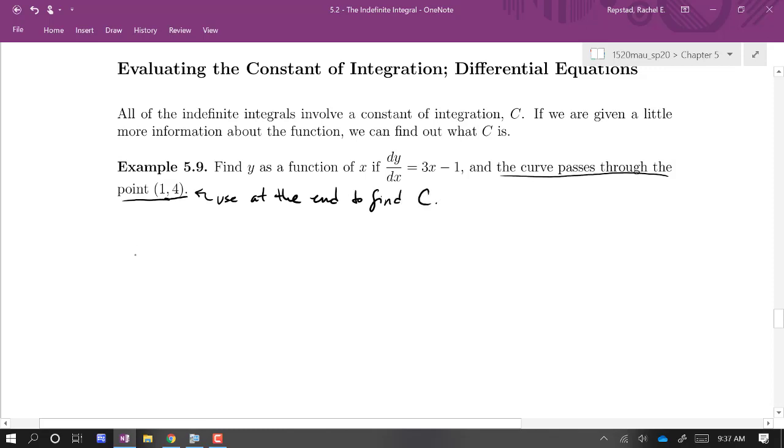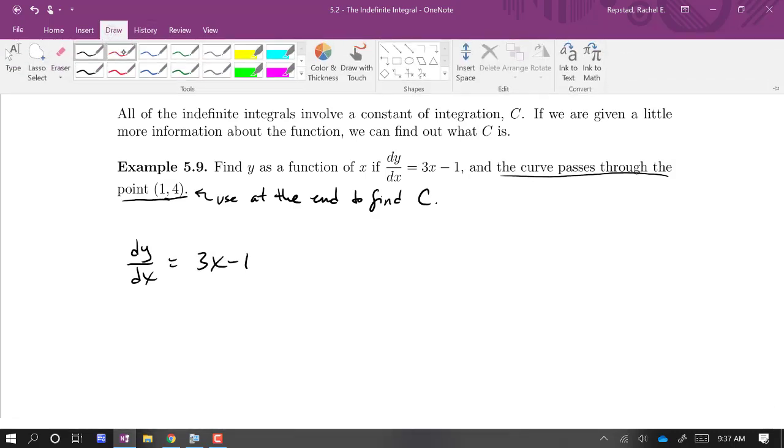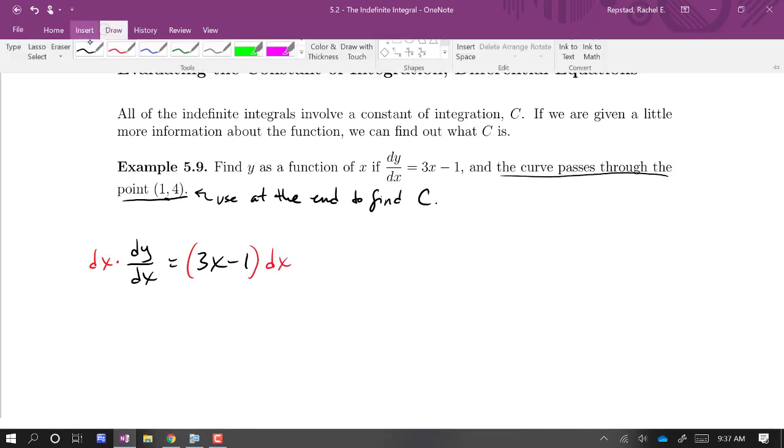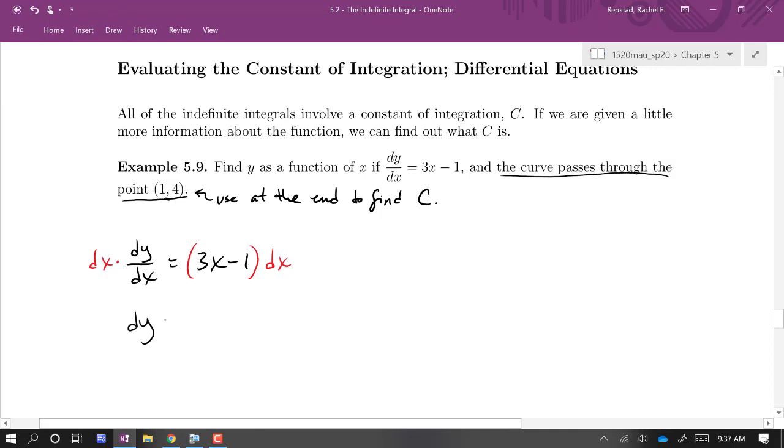So they tell us that dy/dx is 3x minus 1. And the first thing I'm going to do is multiply both sides by dx. I want the dx with the x's over there on the other side. So now dy is (3x minus 1) dx.